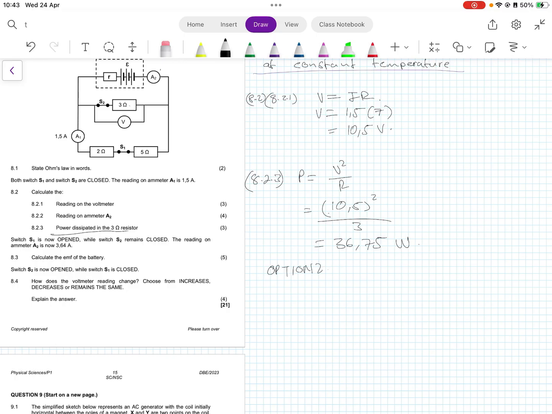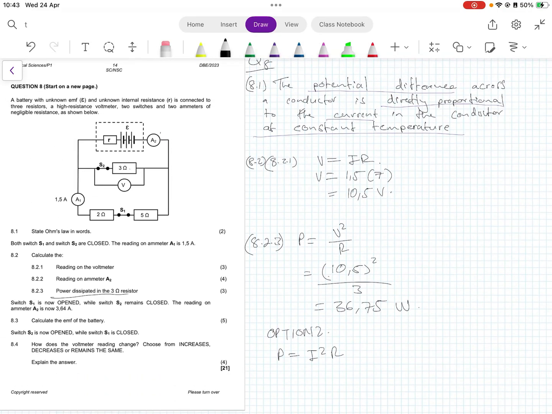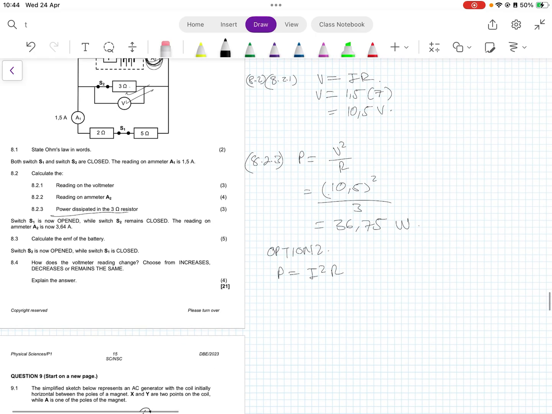Option 2, you could use the current law, where P is equal to I squared R. Remember what I told you about a series circuit being a current divider, meaning this ammeter is recording the current flowing through this connection and the current flowing through that connection right there. Because we are looking at the potential difference measured here, we may thus use the current measured here. For that current, we found 3.5 squared multiplied by the resistance, which is just 3. And this gives you 36.75.